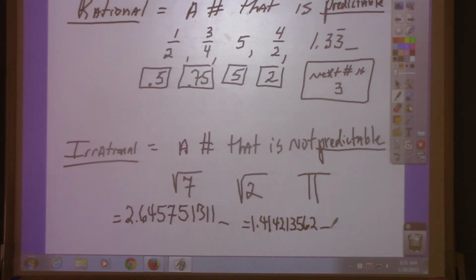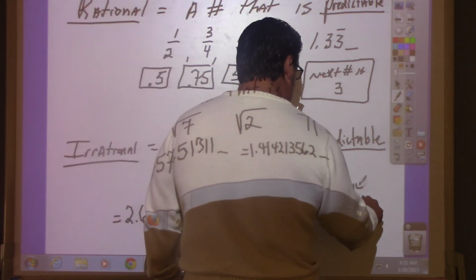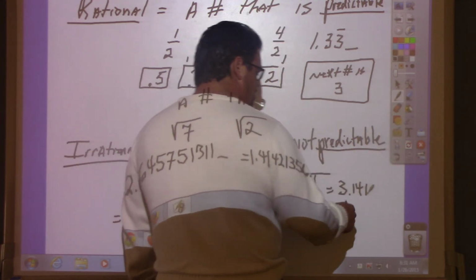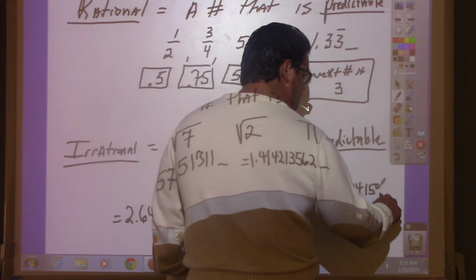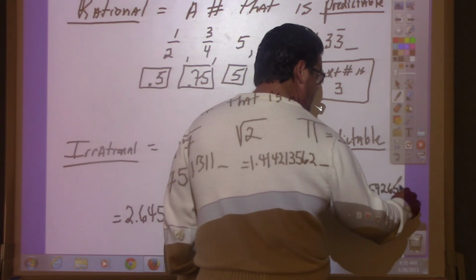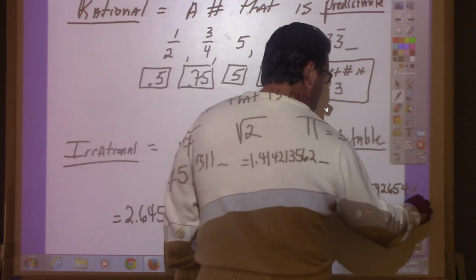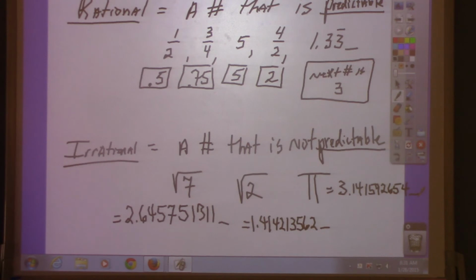And somebody give me pi. 3.141593. What is it? 3.14, 9265. Anything else? 4. And somebody can maybe predict that next number. You can't.